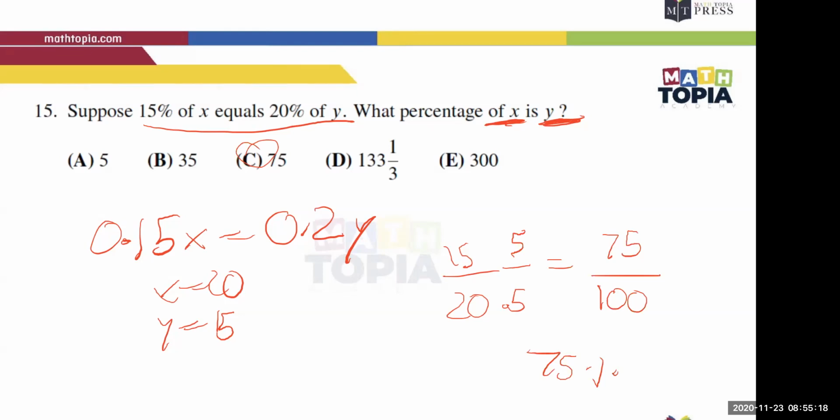So that is the end of our first 15 problems solution session.